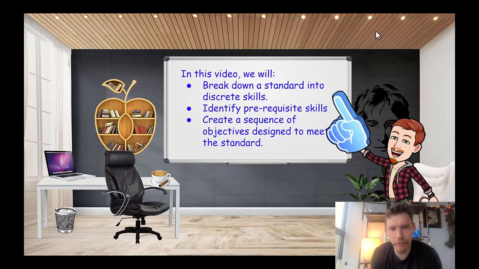All right, so in this video, we are going to break down a reading standard into discrete skills. We're going to identify prerequisite skills. So what is it that students need to know before even approaching or addressing the standard? And then lastly, we're going to create a sequence of objectives designed to meet the standard. So a sort of a learning continuum based on a particular standard.